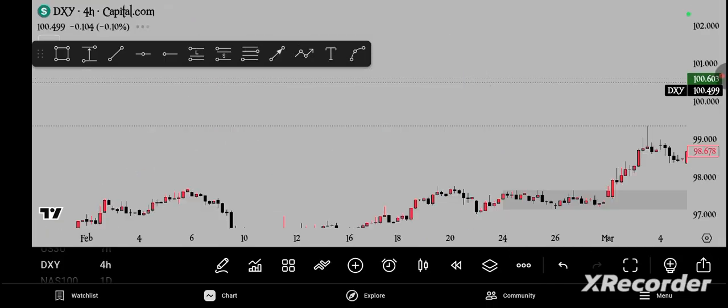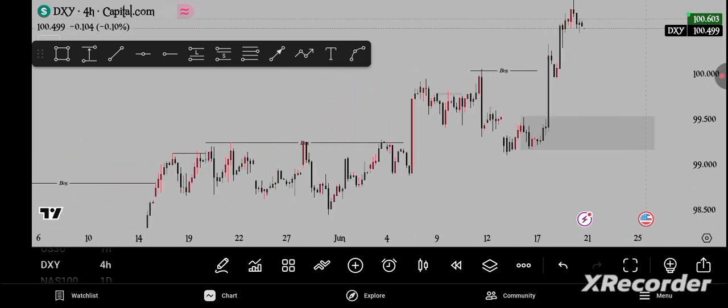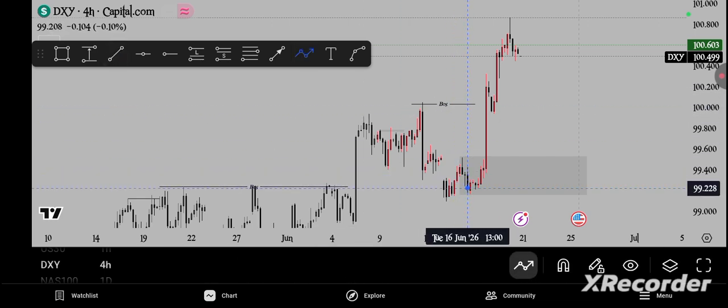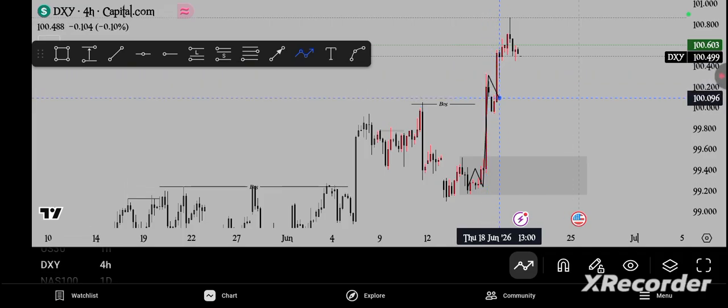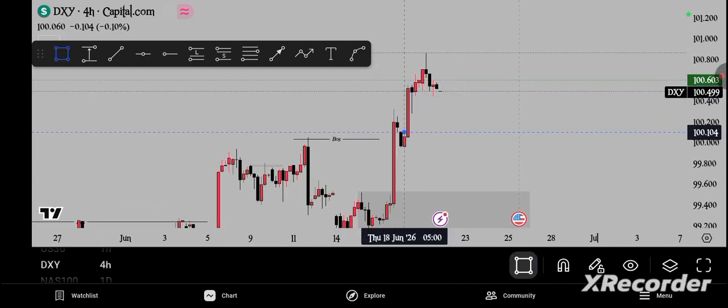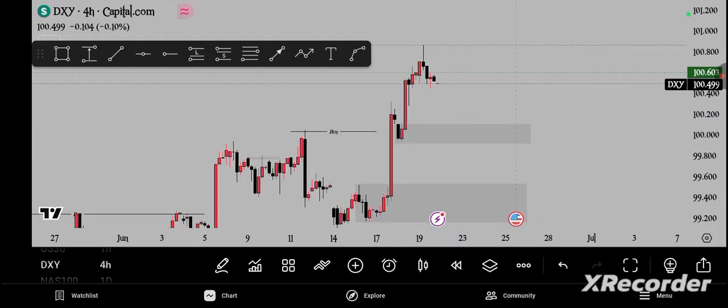Going to the 4 hour to know if we can refine the demand. Okay, there's no refinement for the demand. The demand still stands, but as you can see, after the break of structure, we have what? After this base, there was a rally to the upside. Then another base formed, a rally to the upside. So there is also another potential demand here. So we'll be waiting for price here and see the reaction.